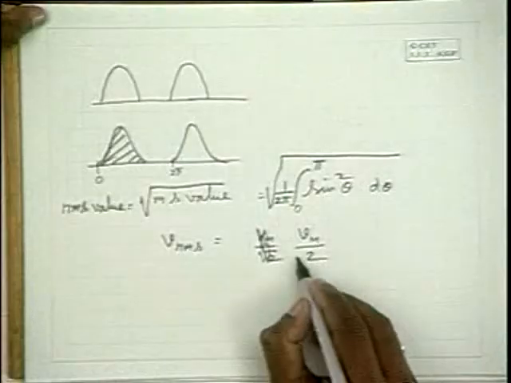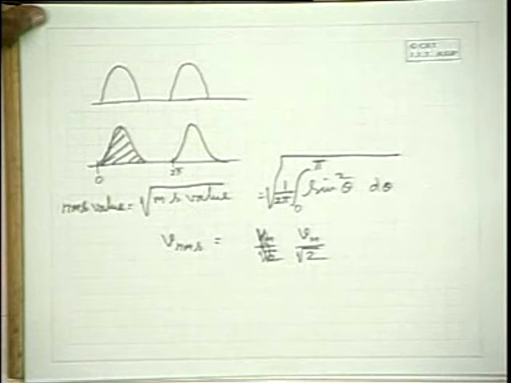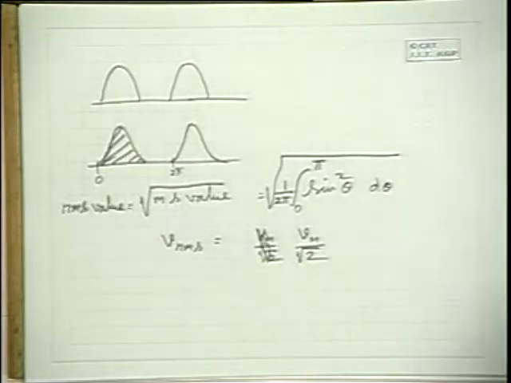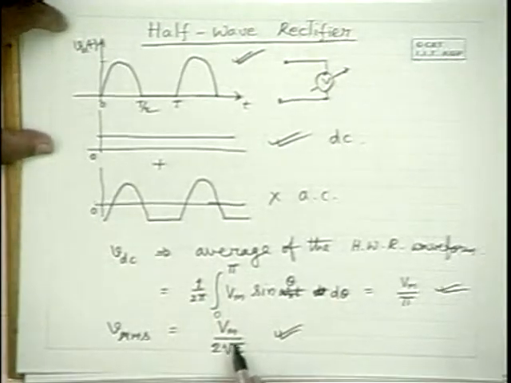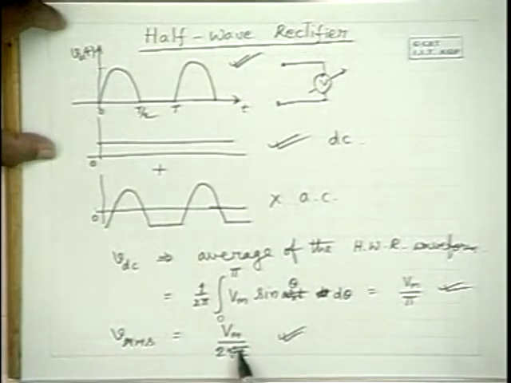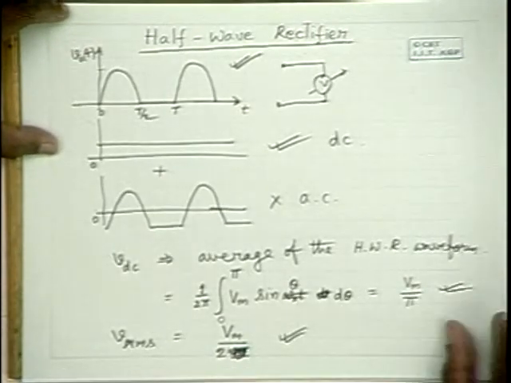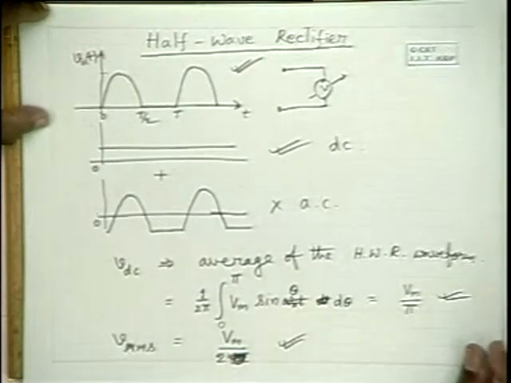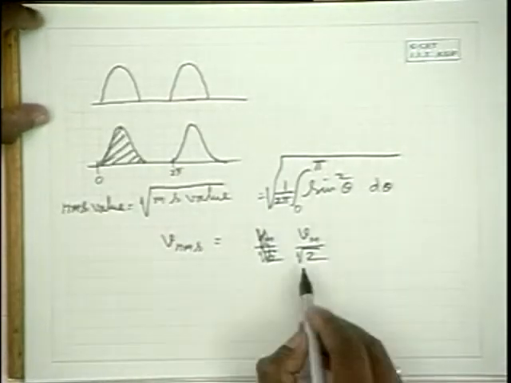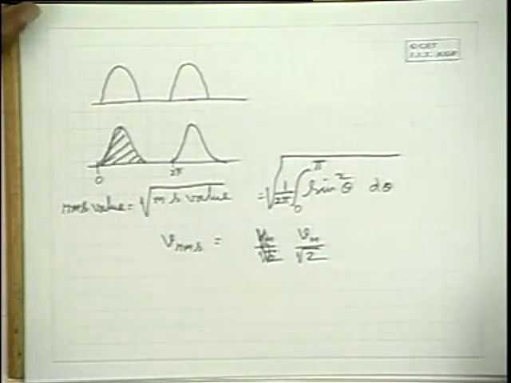Oh, there is a mistake here. Let me correct it. This would be Vm by square root of 2, and for half wave rectified waveform, it will be Vm by 2. I'm sorry for this mistake. So please note this. Vrms is equal to Vm by 2 in the case of a half wave rectified waveform, and this is equal to Vm by square root of 2 in the case of a full wave rectified waveform.